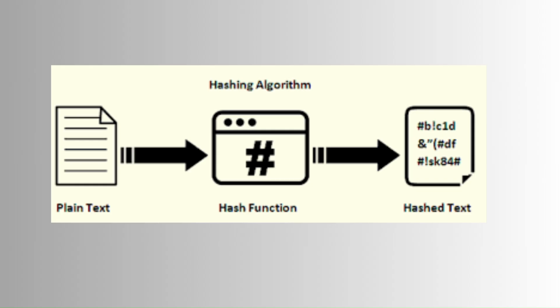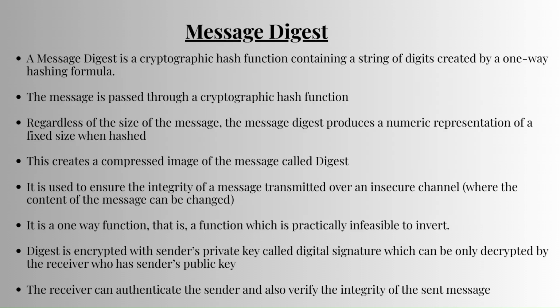So this is the diagram of how it works. A plain text is passed to the hash function, and then a hashed text is generated, and this is a one-way function. It is not like encryption, where using a decryption key the original text can be generated. In a hashing algorithm, once a plain text is converted, it is impossible to convert it back into the plain text.